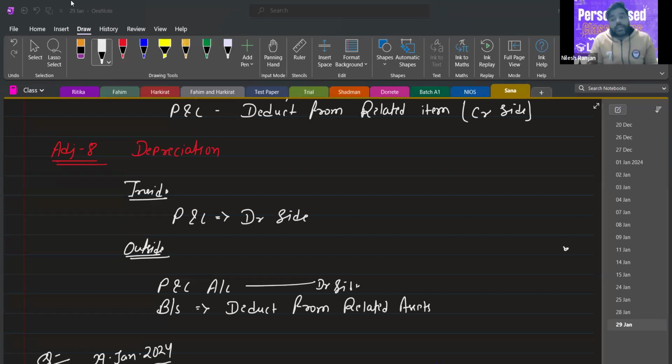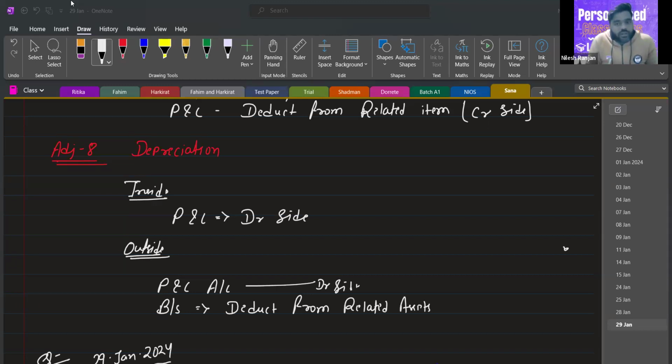So now we make provision for doubtful debts. It is not a loss, so we only make a provision. Now, provision is shown on the liability side generally, but when it is related to any asset, then it is deducted from that asset. So in this case, we will deduct the provision for doubtful debts from debtors, because we are going to receive the amount from debtors and it is doubtful. That's why we are deducting it from here.